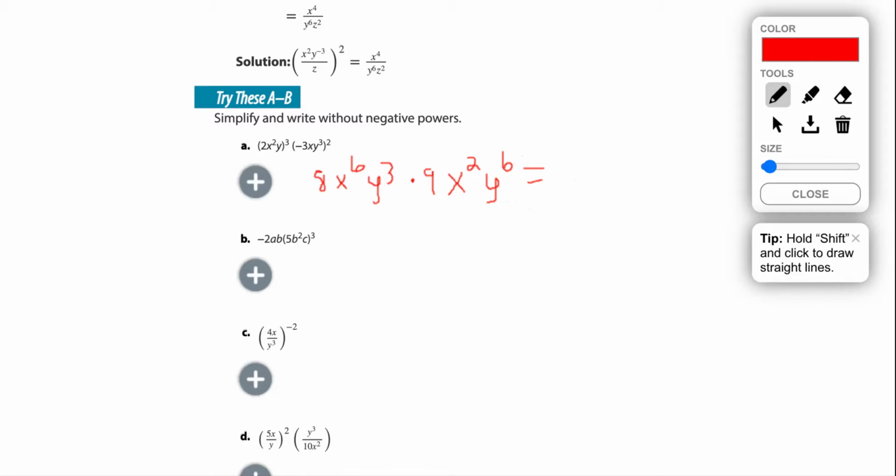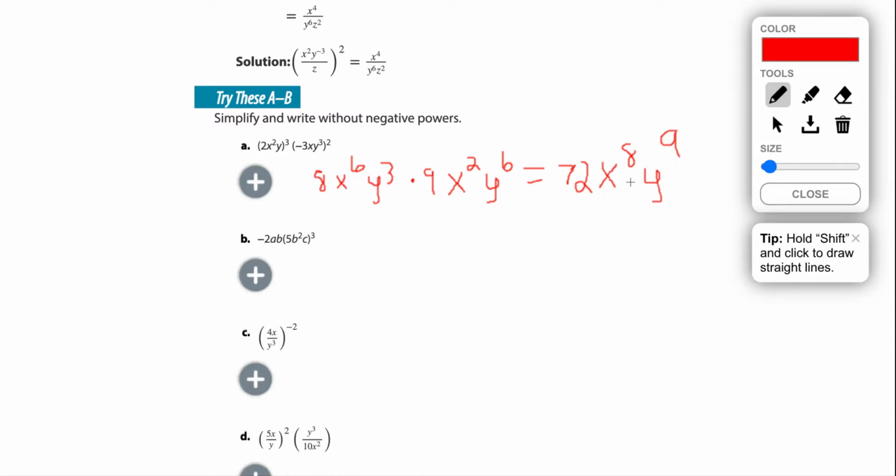Now all we need to do is do the product property, which means when we're adding the exponents, because we're going to be multiplying like bases, we're going to add the exponents. Let's do the numbers first, though. 8 times 9 is 72. Remember, commutative property means I can do them in whatever order when all we're doing is multiplying. X to the 6th power times x to the 2nd power means 6 plus 2, x to the 8th. Y to the 3rd power times y to the 6th power means 3 plus 6, y to the 9th.